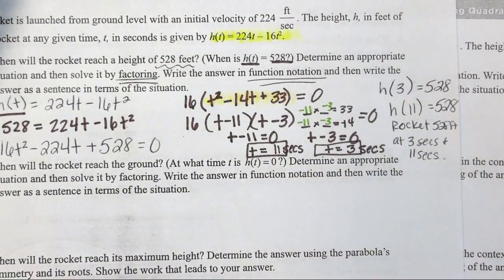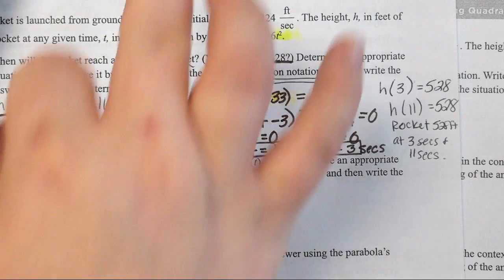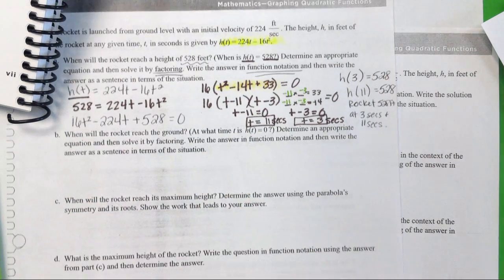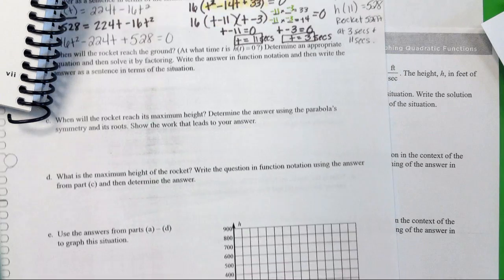Okay, so let's say it all again. We were given an equation. We plugged in 528, and now solving that equation, we figured out that our rocket actually hit that mark of 528 feet at 3 seconds and 11 seconds. And now I'm a cheater, so I'm going to go down to the bottom and graph those 2 points.